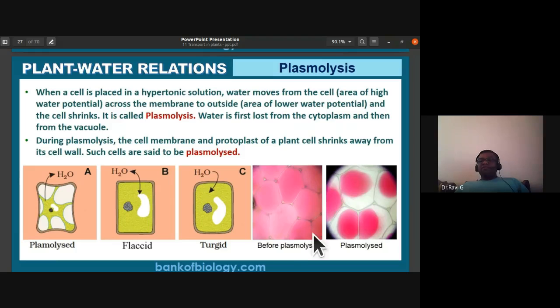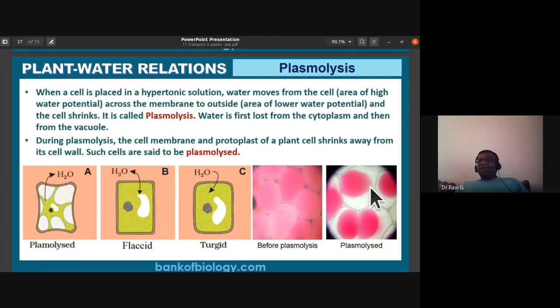You have done this. This is the experiment that you'll be doing in your practicals. You take a Rhoeo leaf where the cells are all colored, violet or purple colored. One side of the leaf will be green colored, another side of the leaf will be purple colored. You take an epidermal peel of this Rhoeo leaf and place it in a concentrated solution. After 10 or 15 minutes, you observe this epidermal peel under the microscope. You can notice that the cytoplasm, which was completely here along with the vacuole, has shrunk.